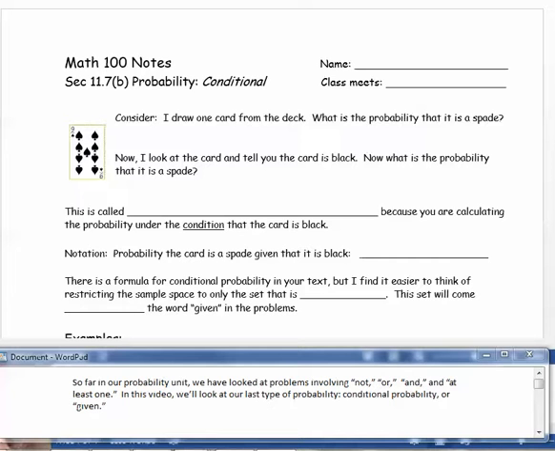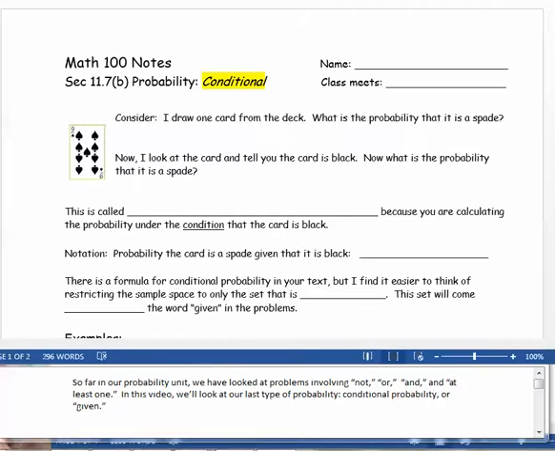So far in our probability unit, we've looked at problems involving not, or, and at least one. In this video, we'll look at our last type of probability, conditional probability, which uses the word given.